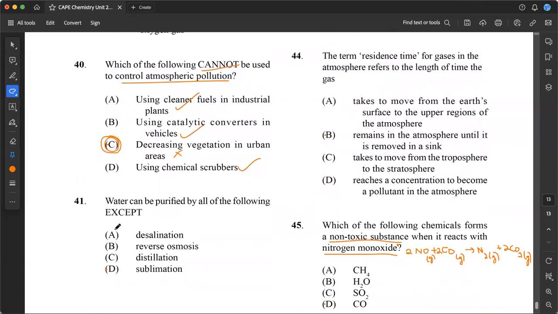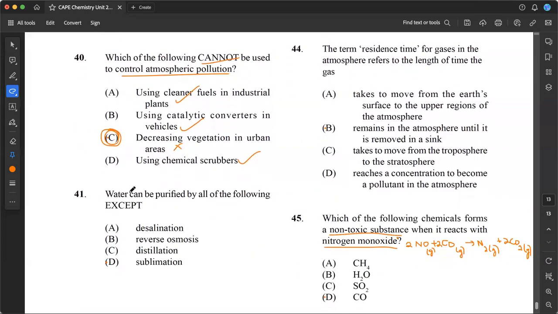Moving along to 41 now. 41 says water can be purified by all of the following except. Can we purify water by desalination? Yes. Reverse osmosis? Yes. Distillation? Yes. Can we use sublimation? No. That's not a purification method. That's a change of state, how we would go from solid to gas or gas to solid. That's not going to help us purify water. So 41 is D. We can't use sublimation to purify water.